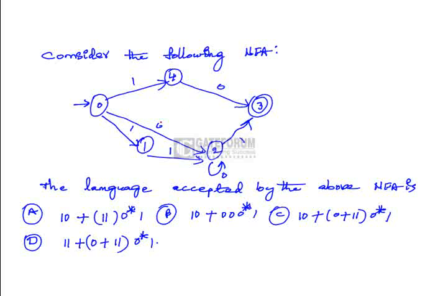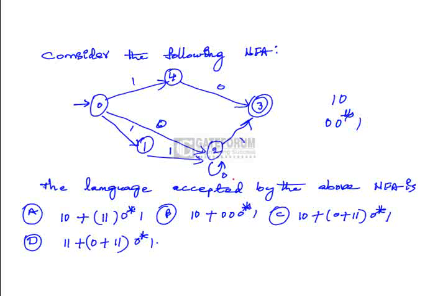The language accepted by the above NFA is... Normally the set of all strings accepted will be the language. So what are the paths here from initial state to final state? 1, 0 is one path, and 1, 0 is accepted. In this path, 1, 0, or 0, 0 star 1.